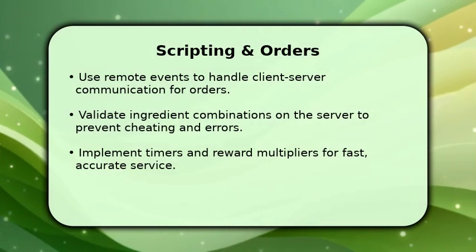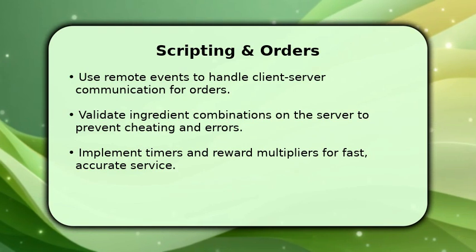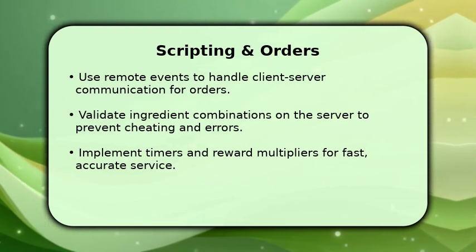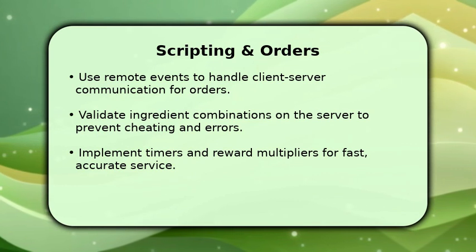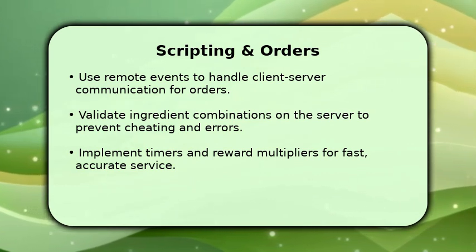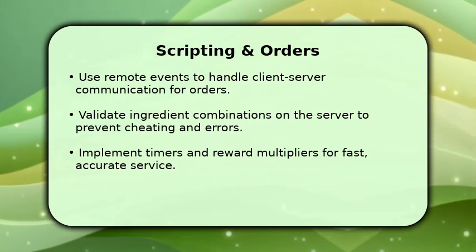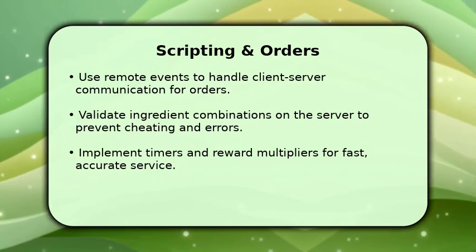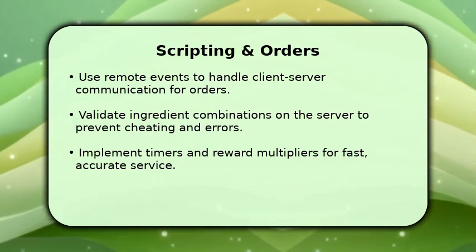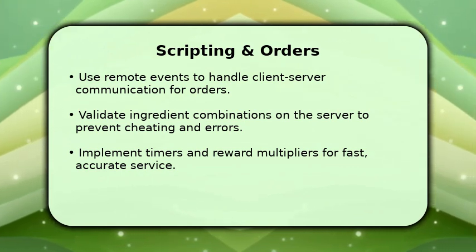Set up an order system that generates random customer requests and displays them on screen with timers. Use remote events so clients send ingredient actions to the server, and let the server validate combinations before awarding currency or points. Provide feedback like green check marks or red flashes for correct or incorrect plates. Include increasing difficulty tiers and occasional special orders to keep players coming back for more engaging gameplay.